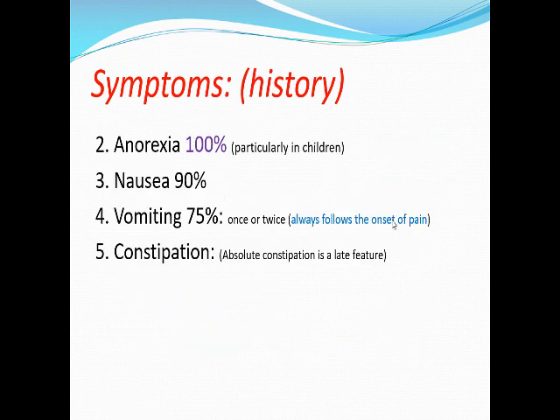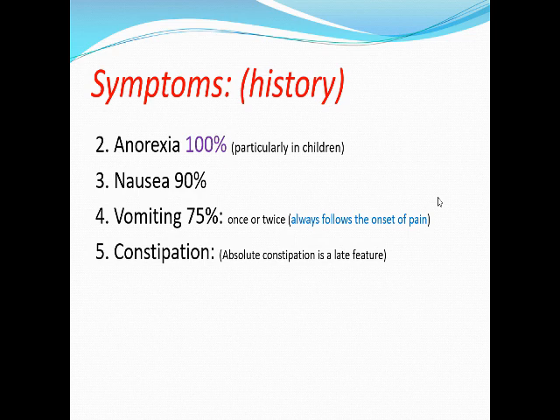What are the other symptoms? One of them is anorexia. Also, anorexia occurs in 100% of cases, particularly in children. If you ask the patient who wants to eat, he will never eat anything during inflammation of the appendix. We have also nausea and vomiting. The nausea and vomiting are caused mainly because pain leads to pylorospasm. This pylorospasm leads to nausea, which occurs in 90% of cases, and vomiting in 79% of cases.